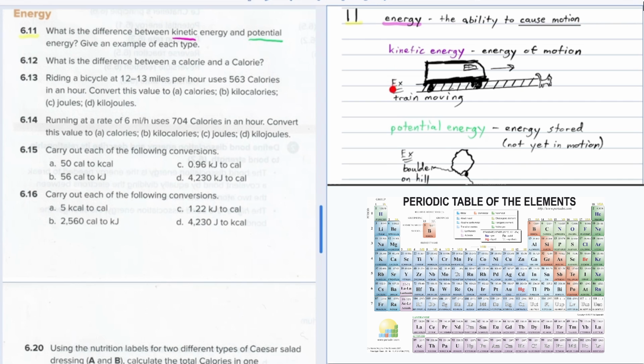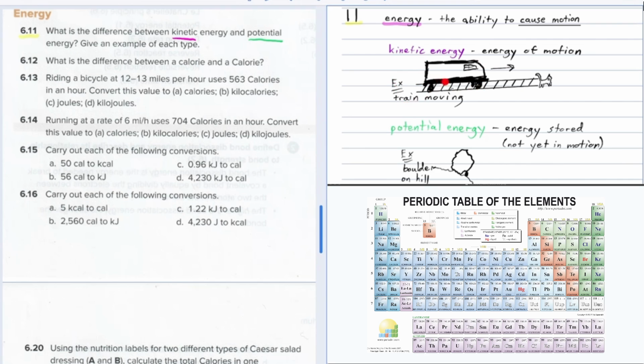There are two types, kinetic and potential. Kinetic energy is pretty obvious energy. It's energy of motion. So when something is already moving, we say it has kinetic energy, and it obviously has the ability to cause motion in something else. So an object that is moving possesses kinetic energy.